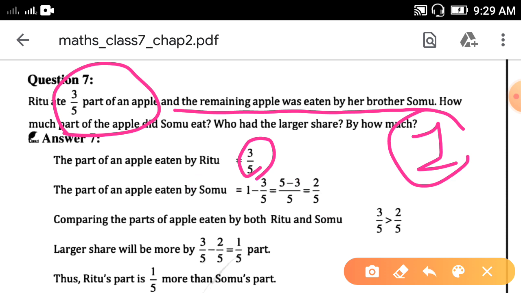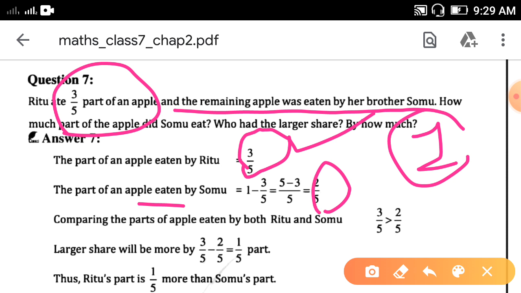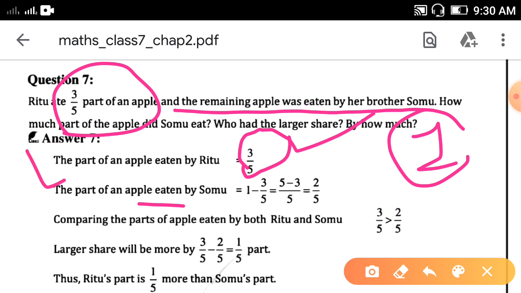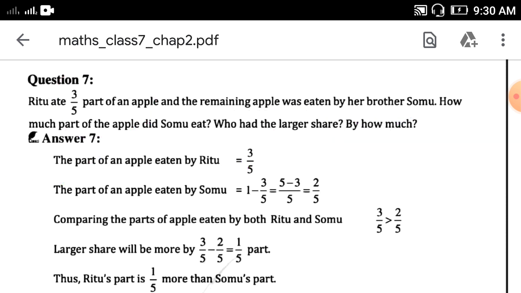Now it is very clear. Part eaten by Ritu, 3/5. Part eaten by Somu, 2/5. Okay. Now, how much part of the apple did Somu eat? Somu ate 2/5 part. Who had the larger share? 3/5 is greater than 2/5. Then 3/5 part was eaten by Ritu. Then Ritu had the larger share.